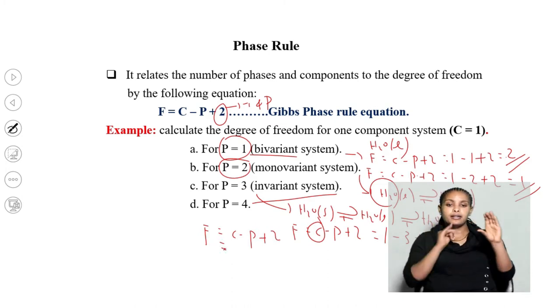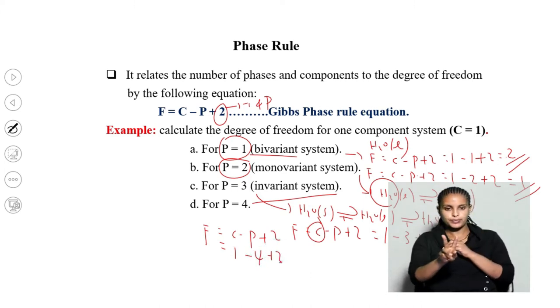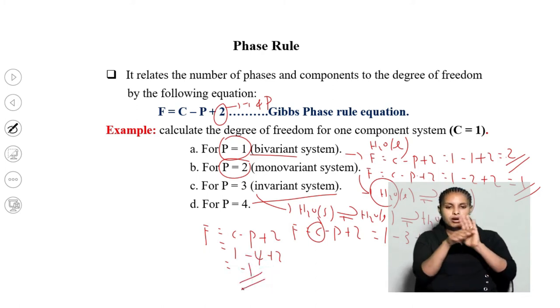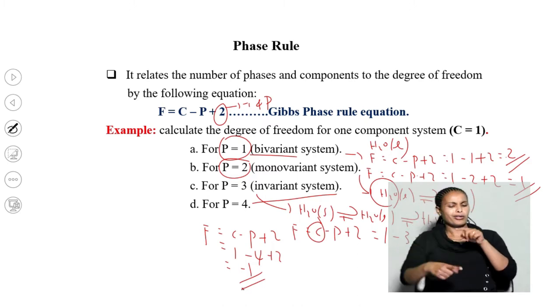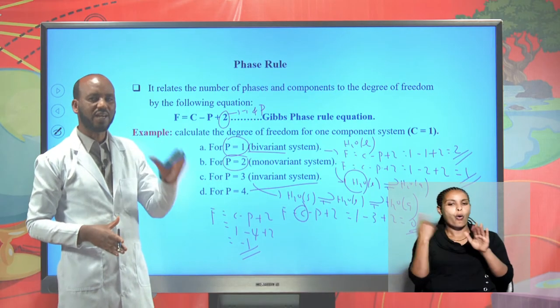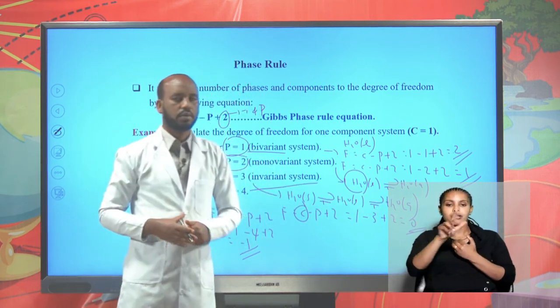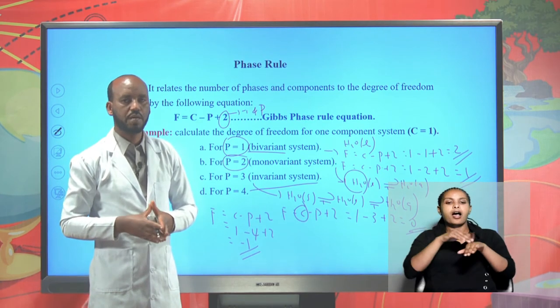C is a one component system, 1 minus phase 4 plus 2 equals 1 minus 4 is minus 3 plus 2 is minus 1. This is impossible because degree of freedom cannot be negative. Therefore, a maximum of 3 phases can coexist at triple points.